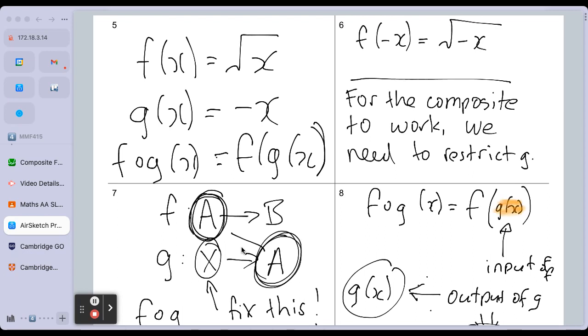has to match the domain of F. Whatever we put into F is what we call the domain of F. The input of F is the domain of F. And so the acceptable values for F come from the output of G of X. So we need to make sure that the range of G matches up with the domain of F if we're doing F composed with G of X. If we're doing G composed with F, we would say it the other way around. The range of F would have to match the domain of G.